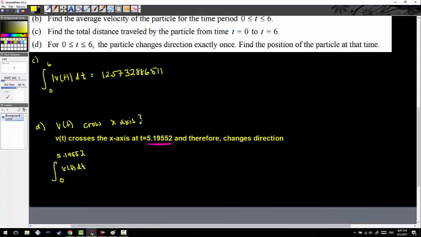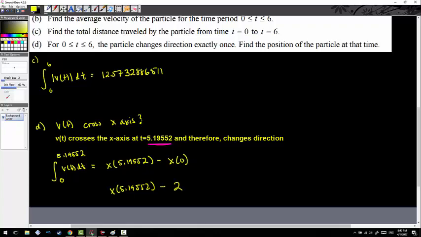Sorry about that, I had to kind of clean that up. The pen was starting to lose its ink there. If I integrate from 0 to 5.19552, I would then get x of 5.19552 minus x of 0. So from here, it really is just kind of an Algebra 1 problem with a little bit of calculator work. So I know that I get x of 5.19552, because that's what I'm solving for, minus 2.